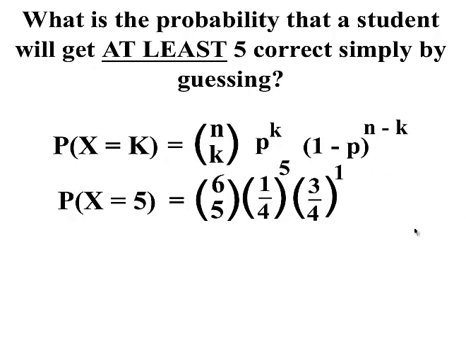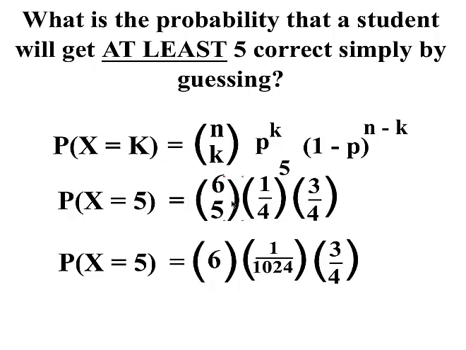And the rest is just algebra, right? 1 minus 1/4 is 3/4. 6 minus 5 is 1. We don't need to write 1 as an exponent. And so we just multiply this all out. So 6 choose 5 is 6 factorial over 5 factorial times 1 factorial, which just comes out to be 6. So 1 over 4 raised to the 5th power is this. And then 3/4 is just 3/4. You multiply them all out, you get this. So that's the probability that he's going to get 5 correct.